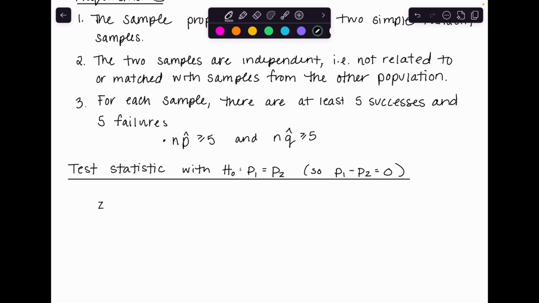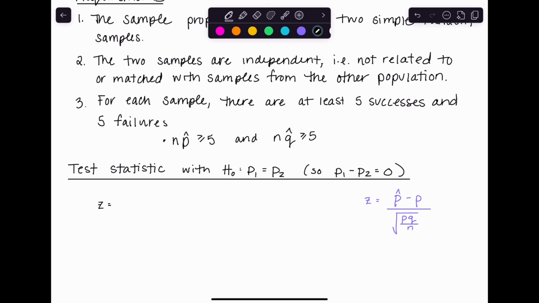So our test statistic is some z-value. If you remember way back when we were dealing with a single proportion, we can compare this test statistic to that one. Just to refresh, the test statistic for our regular proportions is the sample proportion minus the actual proportion, over the square root of P times Q over N.